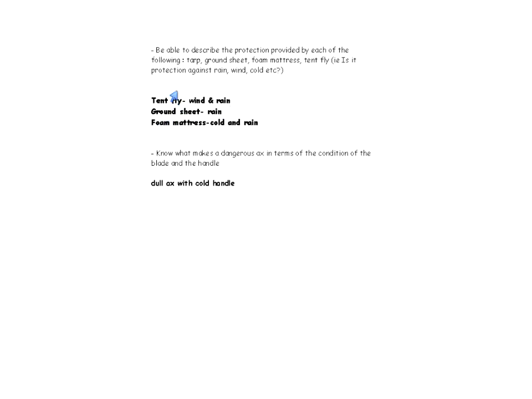So this just goes over what each of those things protects you from. Tent fly: wind and rain. Ground sheet: rain, or wetness. Foam mattress: cold and rain. Good.